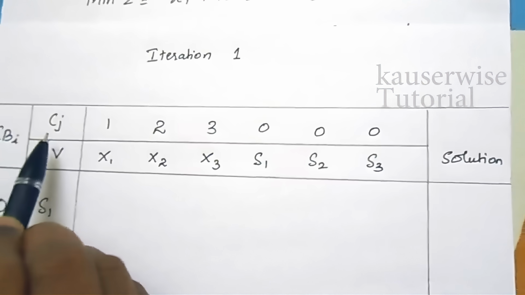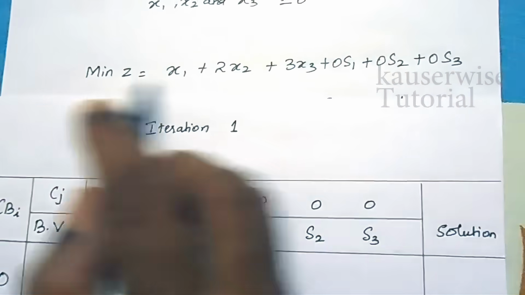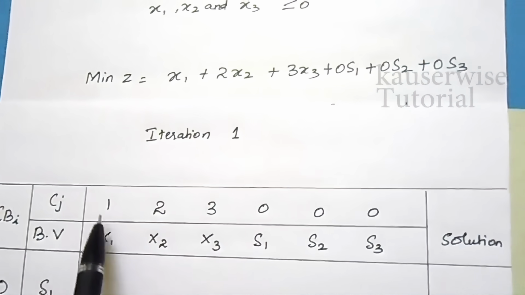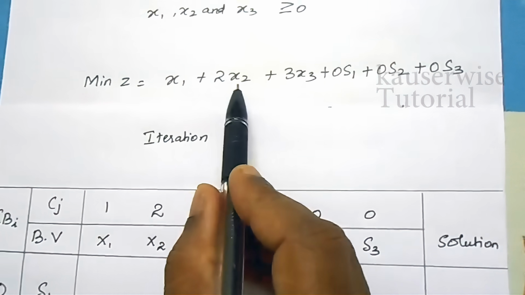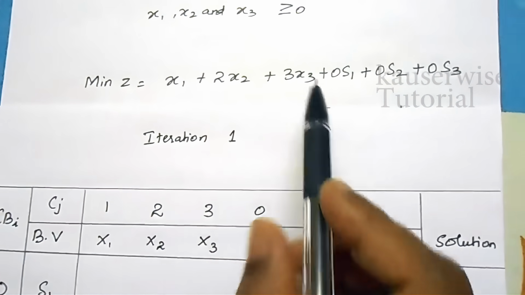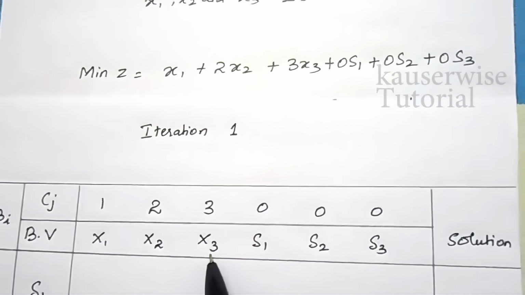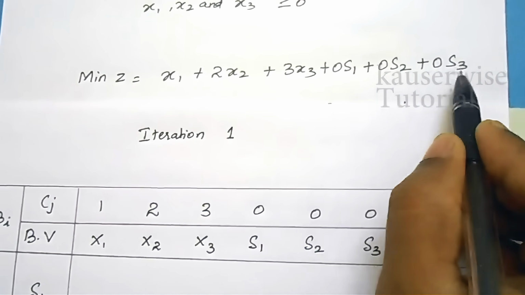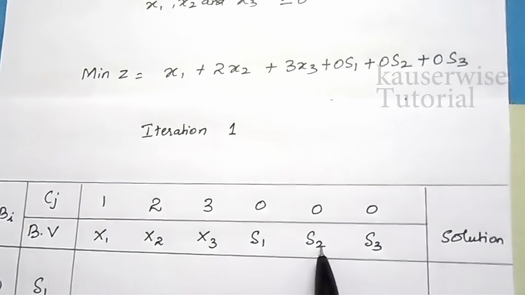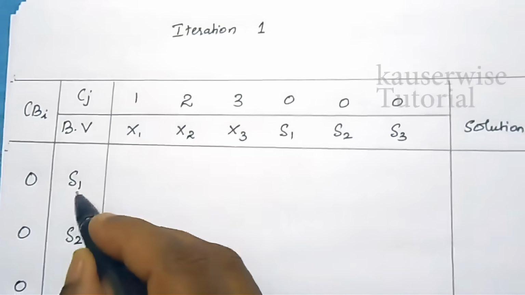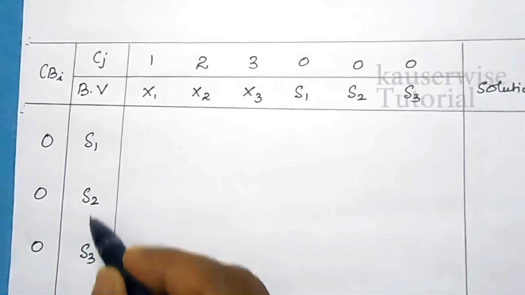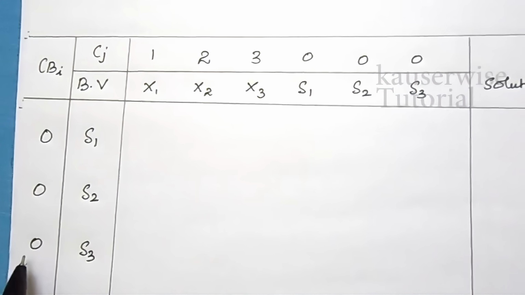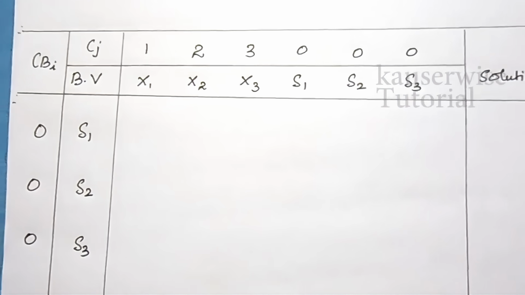Cj values are objective function values. Look at the objective function. Minimization z is equal to x1, so x1 value is 1; 2x2, so x2 value is 2; 3x3, so x3 value is 3. For slack variables, S1 0, S2 0, S3 also 0. So 0, 0, 0. Here 3 slack variables are there, S1, S2, S3. The values of slack variables are 0, 0, 0. This is the format of initial simplex table.